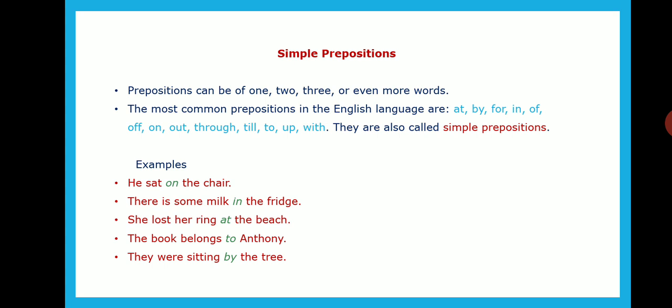He sat on the chair. So he is sitting on top of the chair. On is the preposition there. There is some milk in the fridge. In this sentence, in is the preposition. Milk is available inside the fridge.